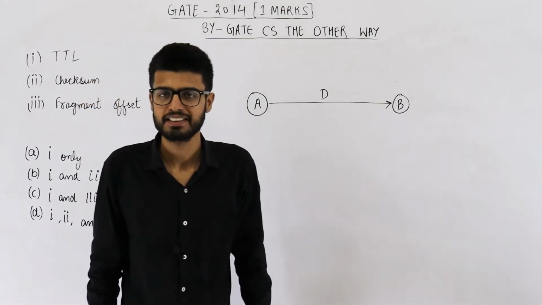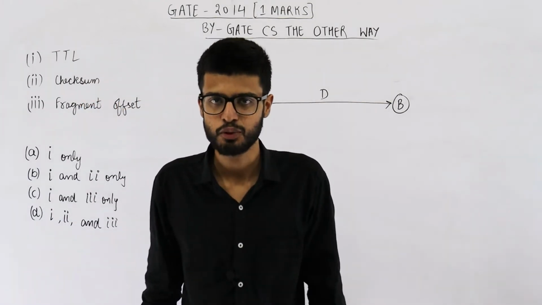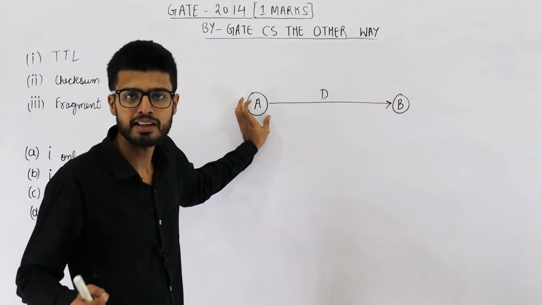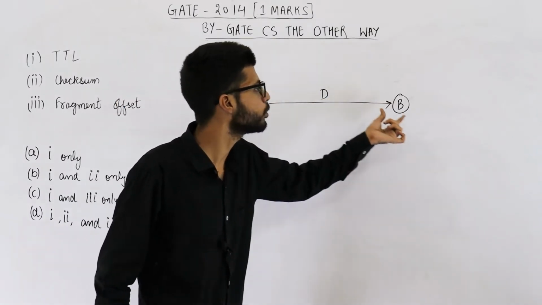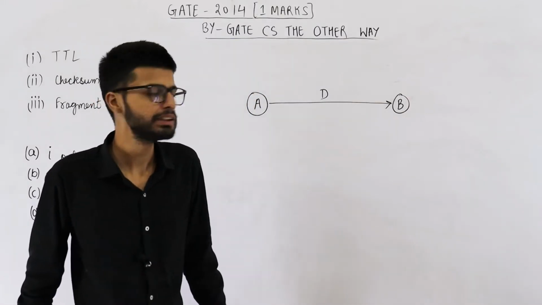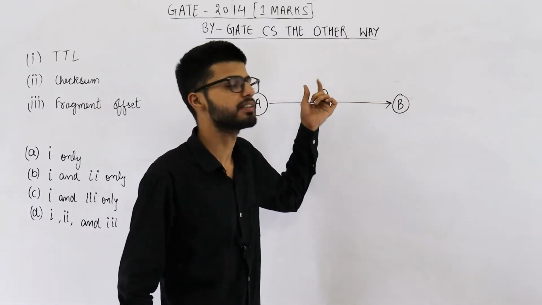Hello people, welcome back. The question is from GATE 2014 exam and is for 1 mark. They're saying if host A sends a datagram D to host B, what all fields of IP header may change when B receives this datagram?